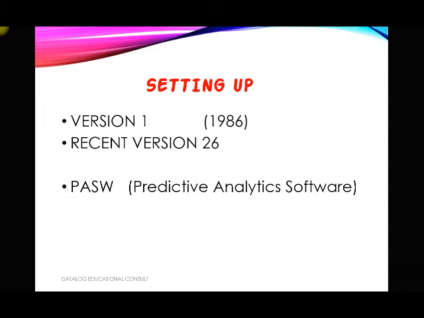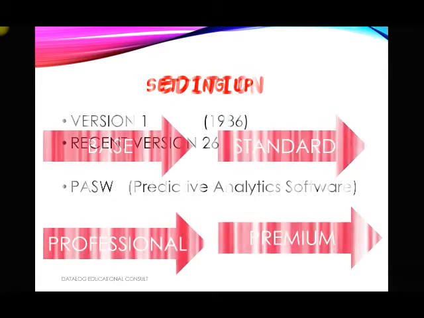Setting up SPSS. The first version of SPSS is version 1, which was in 1986. The recent version was version 26. Before 1 and 26, there was a version that you must have seen called PASW. That is Predictive Analytics Software. Later, it was resolved and renamed as IBM SPSS. Since then, it has been called IBM SPSS.